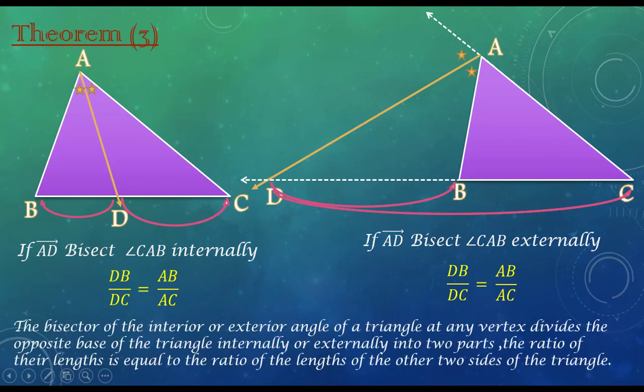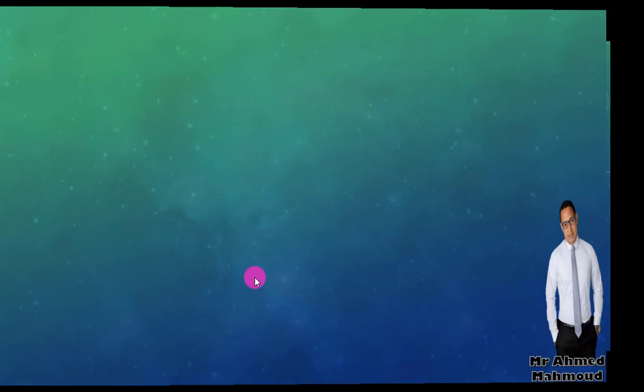The theorem says the bisector of the interior or exterior angle of a triangle at any vertex divides the opposite base of the triangle internally or externally into two parts. The ratio between their lengths equals the ratio of the lengths of the other two sides of the triangle. This point D is called the point of division internally, and here D is called the point of division externally. Let's start the first question with us.